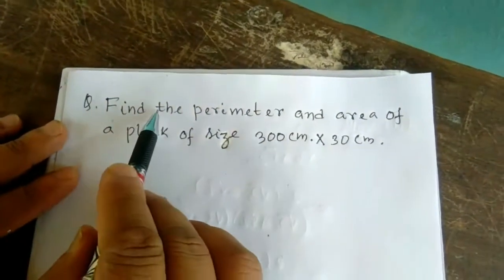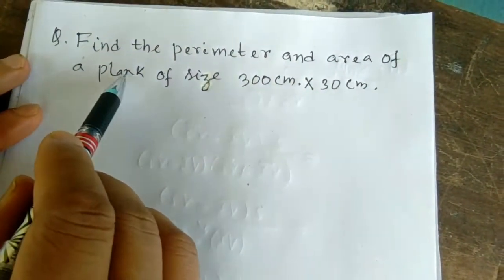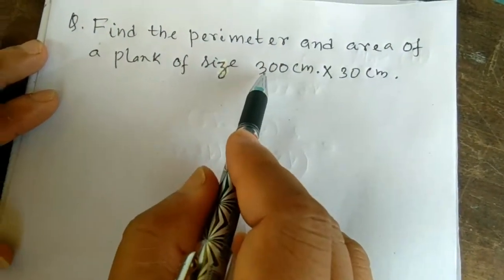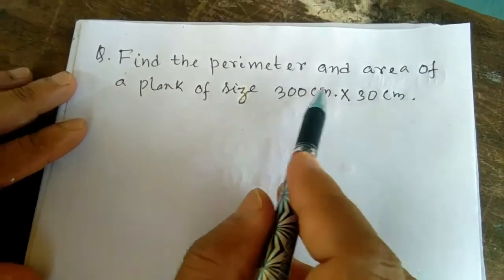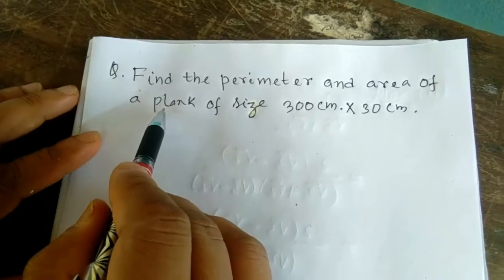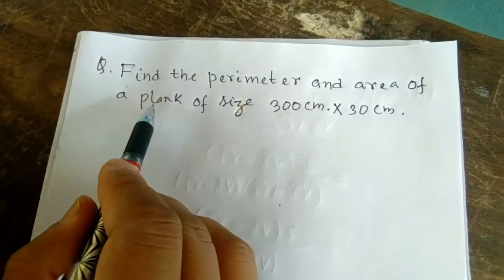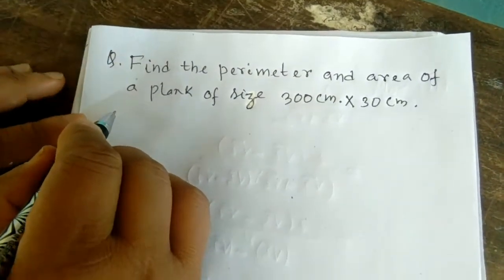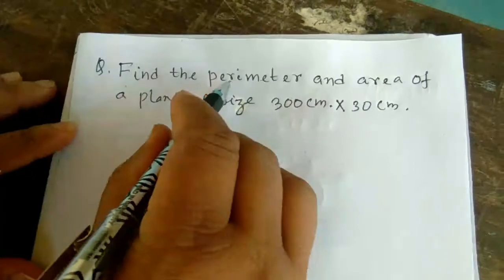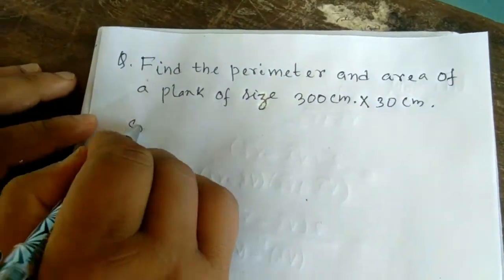So today's last question. Find the perimeter and area of a plank of size 300 centimeter by 30 centimeter. Plank means the shape of the plank is always rectangular. Remember it. It is a rectangular shape. So to find the perimeter of rectangle and area of rectangle. So solution, you see how to solve.